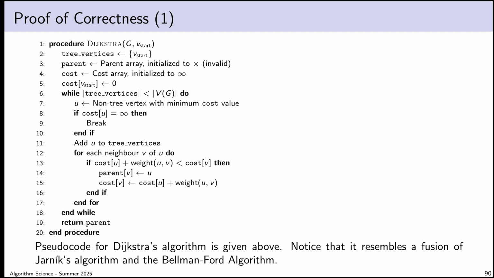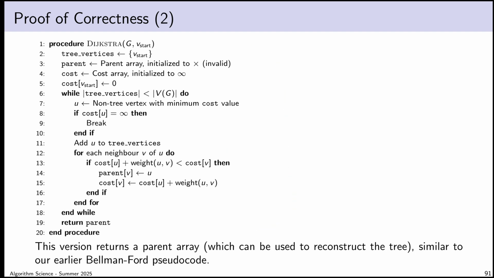So otherwise, I have a situation where the vertex u that I just went to find is a non-tree vertex with non-infinite cost, and it has the lowest cost among all such non-tree vertices. I add it to my tree, and then I just relax. This is the same loop as I would have in the Bellman-Ford algorithm, but specialized to the neighbors of one particular vertex. I just relax the edges that leave that vertex. And I hope that when you look at it, you observe that it's sort of a fusion of Jarnik's algorithm, that is the overarching logic, and the Bellman-Ford algorithm, which is the edge relaxation logic.